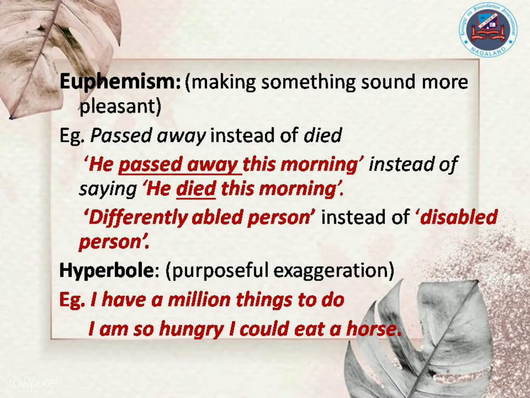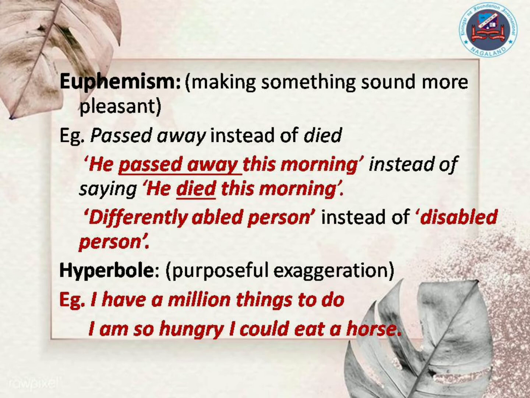The next one is euphemism. Euphemism is making something sound more pleasant. It is a way of saying something harsh or offensive in a more pleasant way. The example here is, instead of saying he died this morning, we can say he passed away this morning. Or another example, instead of saying John is a disabled person, we can say John is a differently abled person. So those are examples of euphemism.